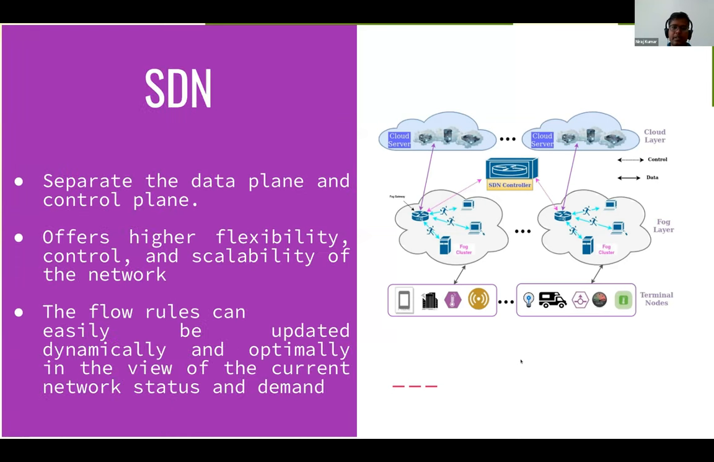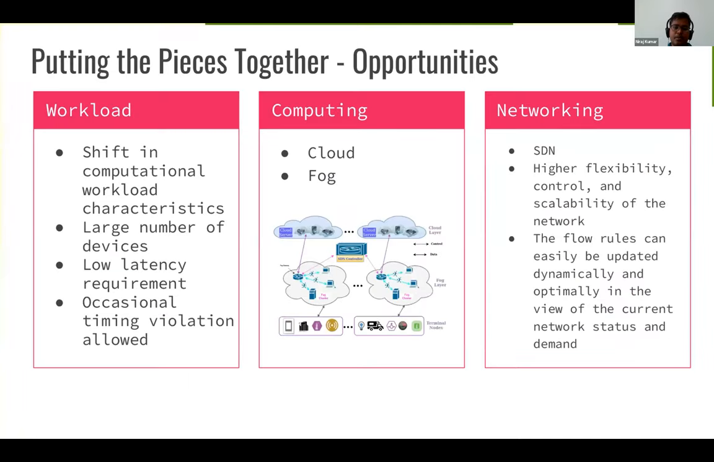And a lot has changed in networking. For example, now we have software-defined networks, which allow us to separate the data and the control plane so that the flow rules can be updated dynamically considering the network status. So this trio: soft real-time tasks as workloads, which may be generated from a large number of IoT devices that must be processed with lower latency requirements, and computing on fog devices with SDN support.